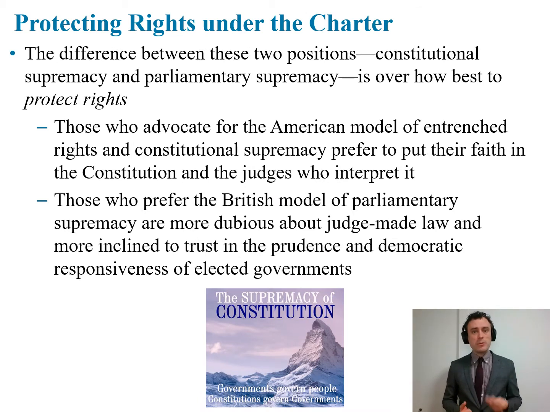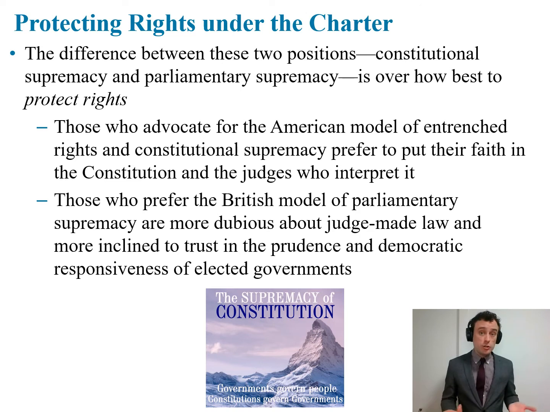But the important thing to remember about this issue of Americanizing Canadian politics is that the difference between these two positions, that is to say constitutional supremacy, like the American-style Constitution, or parliamentary supremacy, like the British-style unwritten Constitution, is over how best to protect rights. And the American model says we need to entrench these rights in a single document called a Bill of Rights. This is going to be a list of things that the government cannot do because they violate personal liberty. And so we need to put our faith in entrenched rights and our faith in the Constitution and the judges who interpret that Constitution and make sure that the laws are consistent with the Constitution.